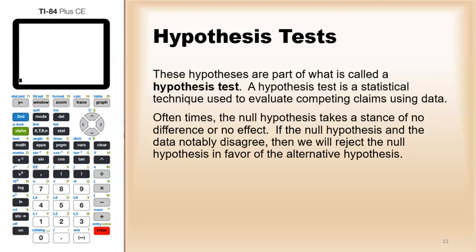Oftentimes, the null hypothesis will take the stance of no difference, no effect, that any differences you're seeing in your sample are just random chance. If the null hypothesis and the data notably disagree, that is, you think it might be random chance, but your sample data is saying that this is not, there is more going on, if there's that conflict between your sample and the hypotheses, then we will reject the null hypothesis in favor of the alternative hypothesis.